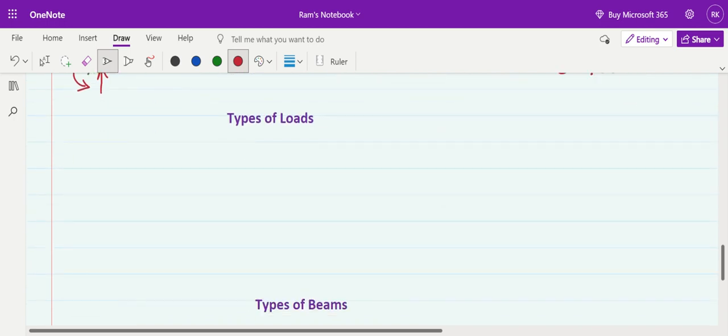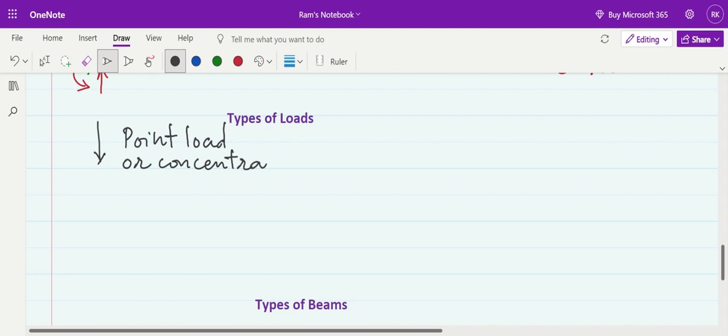Now, types of loads and their equivalents. The first type of load we generally come across is a point load, also called a concentrated load. We indicate it by this sign. It is concentrated at one single point, and that is why it is called a point load. Let us say this point load is 10 kilonewtons, concentrated at one particular point on the beam. This is called a point load or concentrated load.